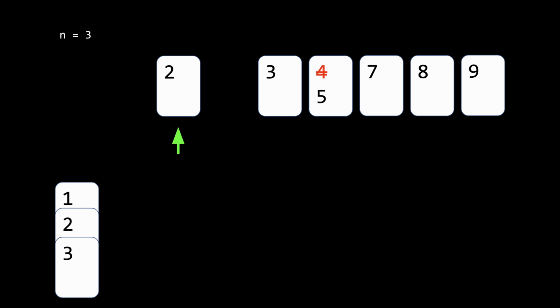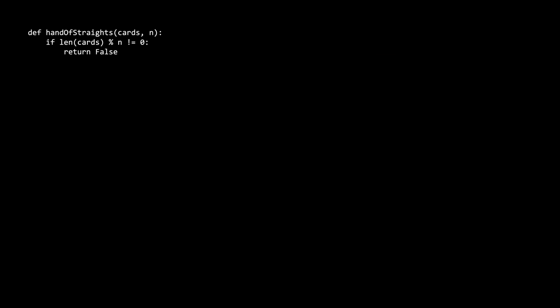So now that you hopefully have a high-level understanding of our solution, let's get into the code. This is where we left off. Those first 2 lines were a pre-check to see if the amount of cards was divisible by n. As we just discussed, we need to know how many of each card number there are so that we can check if a card has been put in a group or not.